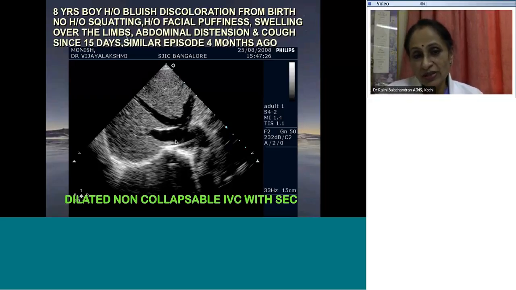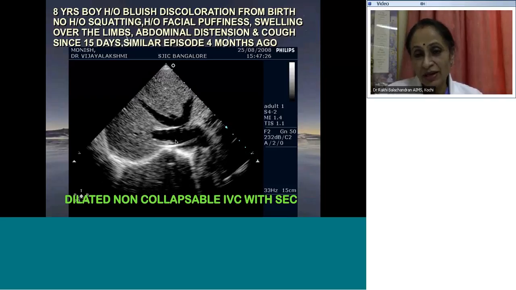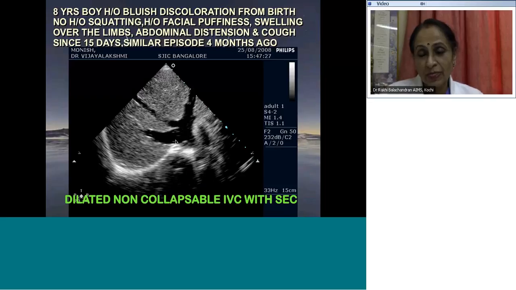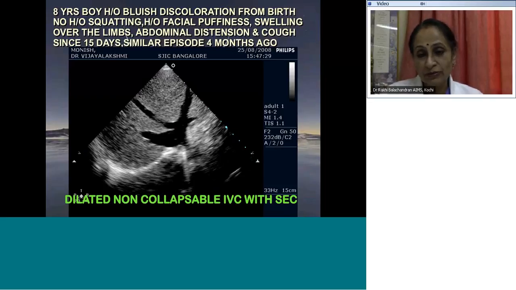This is the subcostal view where you are seeing the liver with the dilated hepatic veins and the inferior vena cava. Anything that you notice there? Are you able to see anything?